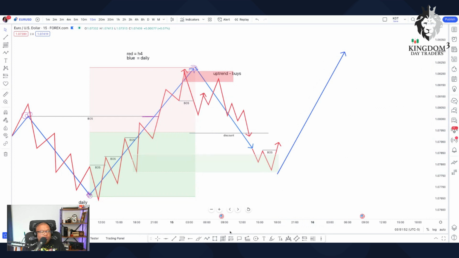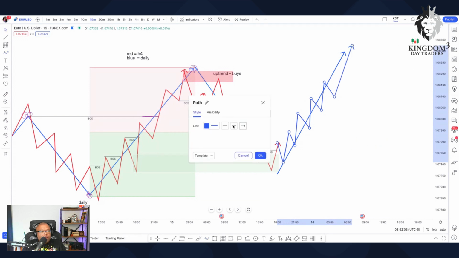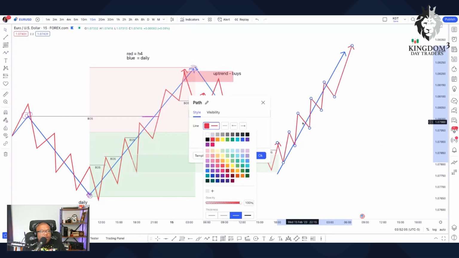Okay, so what do you do? Well, as price comes back down, you take a buy, and keep taking buys on the trend up to fulfill the overall trend. And that's how you use trend in a trend.